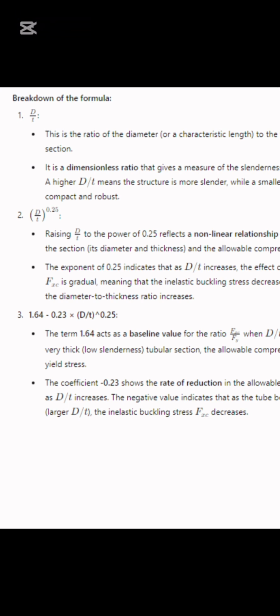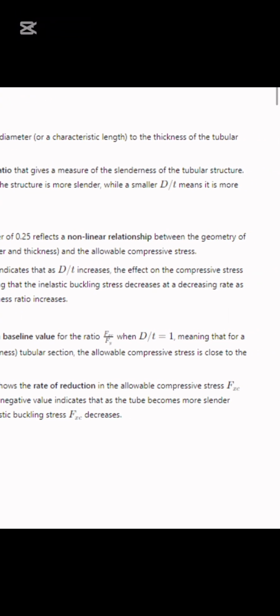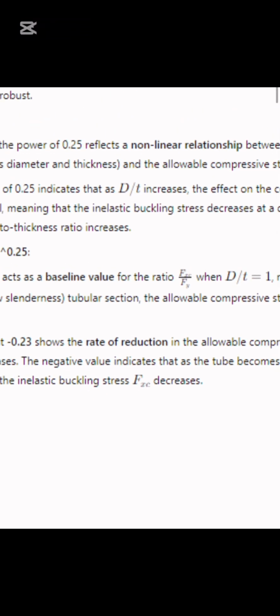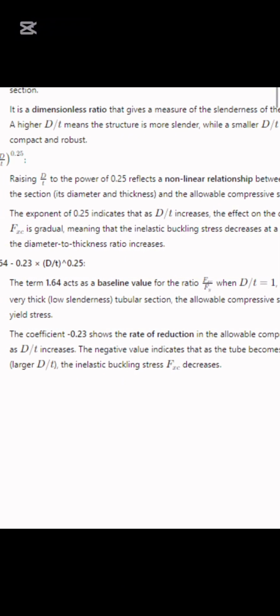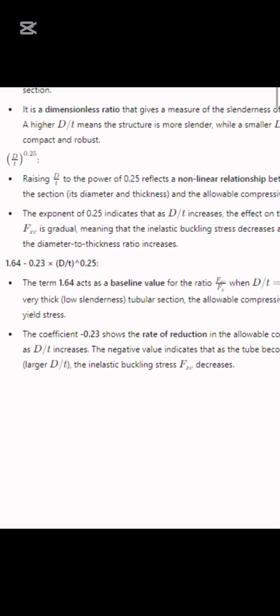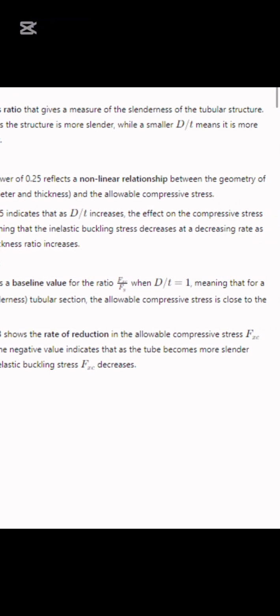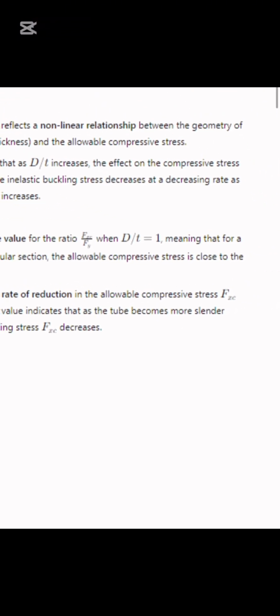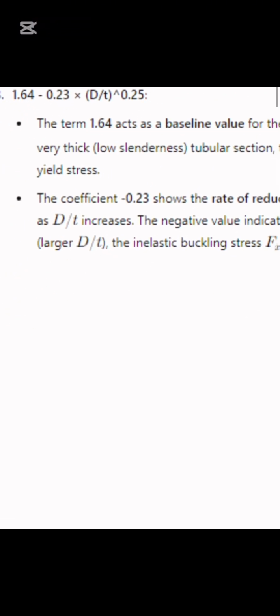The term 1.64 acts as a baseline value for the ratio of Fx by Fy when d/t is equal to 1, meaning that for a very thick tubular section, the allowable compressive stress is close to the yield stress. The coefficient minus 0.23 shows the rate of reduction in the allowable compressive stress Fx as d/t increases. The negative value indicates that as the tube becomes more slender, that means larger d/t, the inelastic buckling stress decreases.